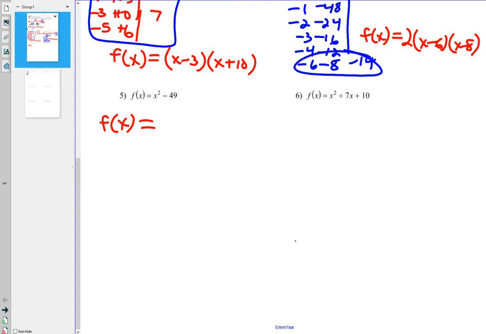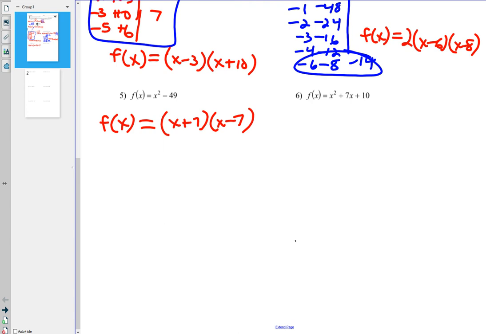You can factor by a shortcut. Who remembers what we call the factors of a difference of squares? Conjugates. X plus 7, x minus 7. Wait, but I don't get it, Mr. Romero. How'd you get that? It's just a shortcut. It's just memorizing the shortcut. I hope your last teachers taught you that. Ingrid, have you seen conjugates before?